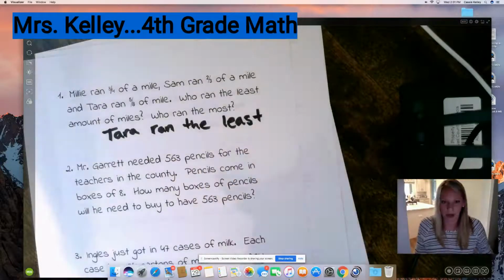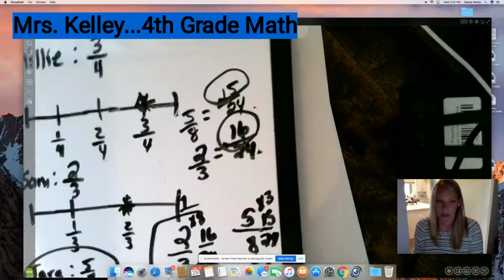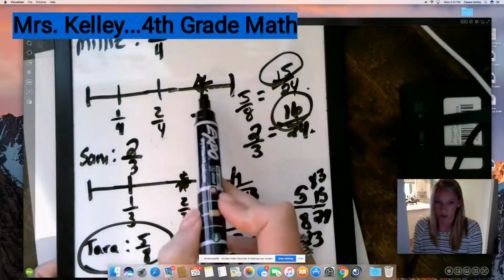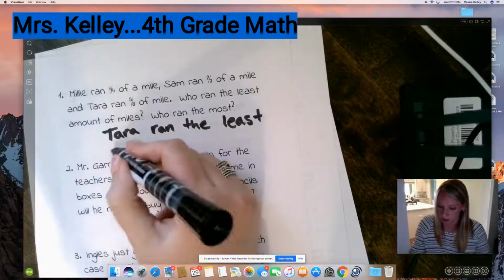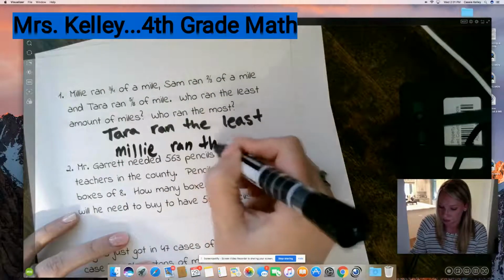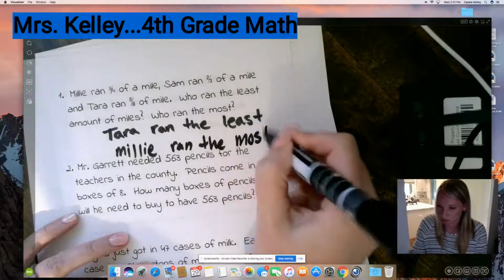And now, who ran the most? That one was a little bit easier to see on our number line, right? It's easy to see that Millie ran the most, or the farthest, with 3/4. Okay?